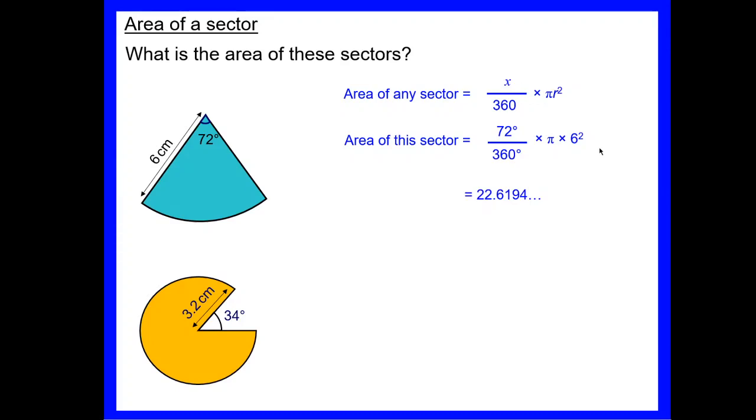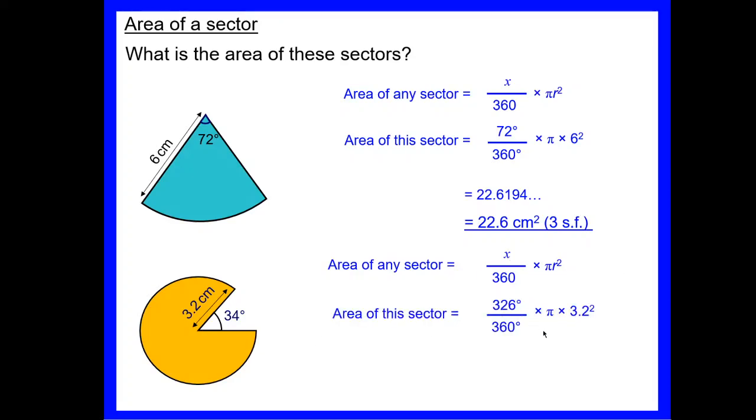And as a decimal to 4 decimal places, we get 22.6194. And if we round that to 3 significant figures, 22.6 centimetres squared. Again, remembering our units. Now this one at the bottom, we want the area of the yellow part, but they've told us the angle for the white bit. So our first step here is to actually find out the angle for the sector that we want. So we're going to have to do 360 minus the 34 first to get our angle to put in place of x. And that comes to 326.